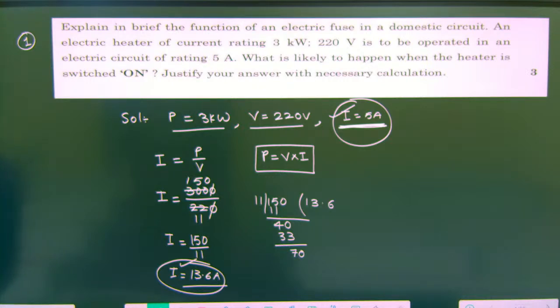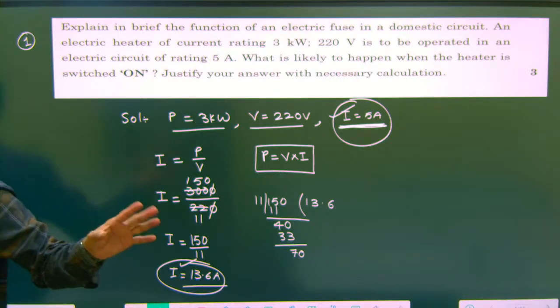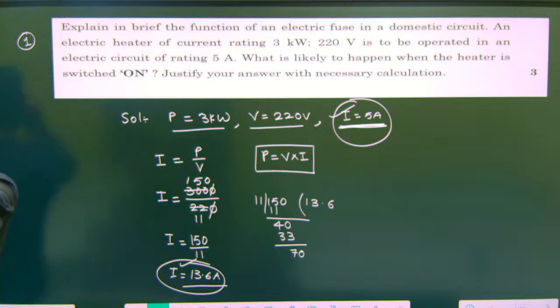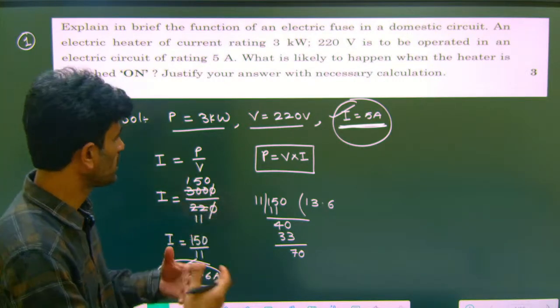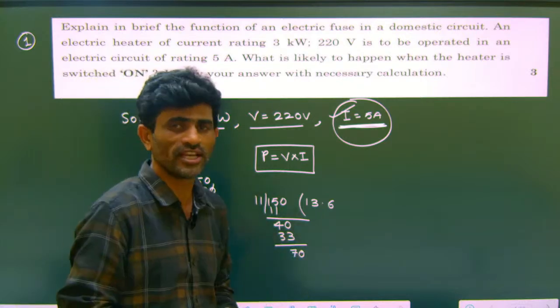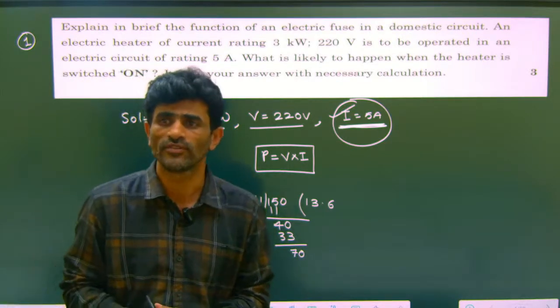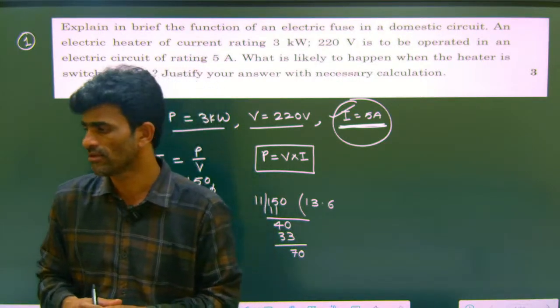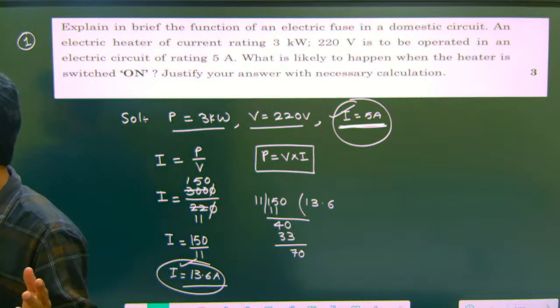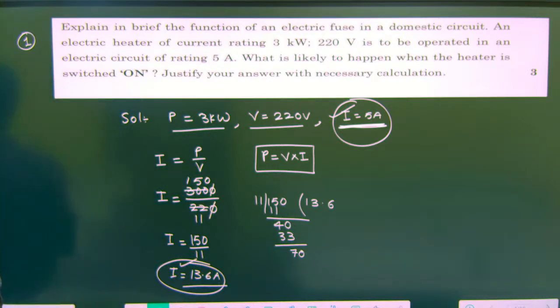Then let's continue. So this was the solution. Did you understand what we have to do in this case? We have to find the amount of the current. If it is within the limit, nothing will happen. If it is more than the limit, what happens? Overloading will happen. More current will be there, so that will be a problem. Now let's see the next one.